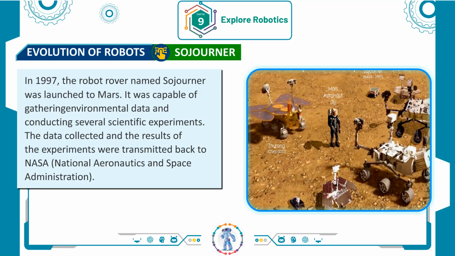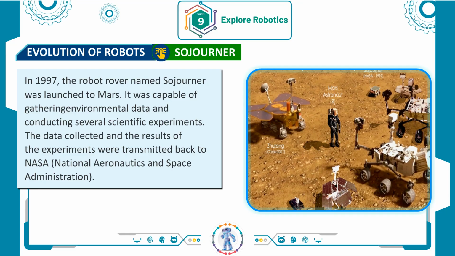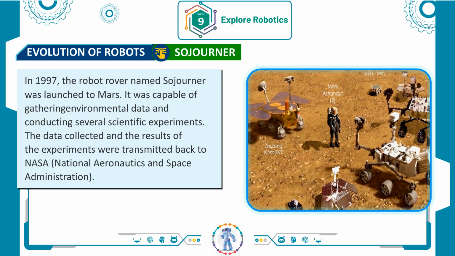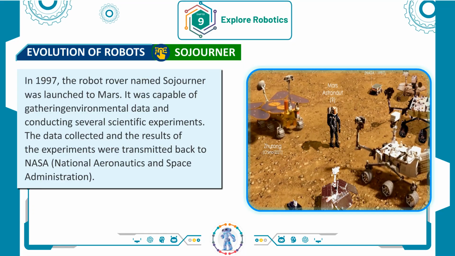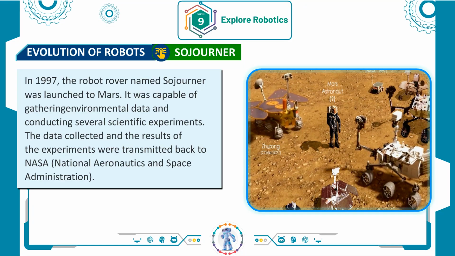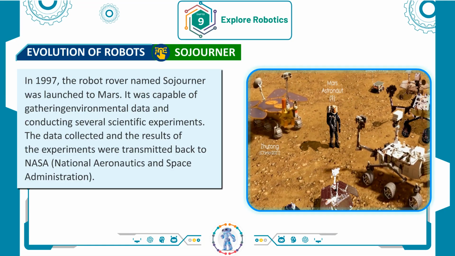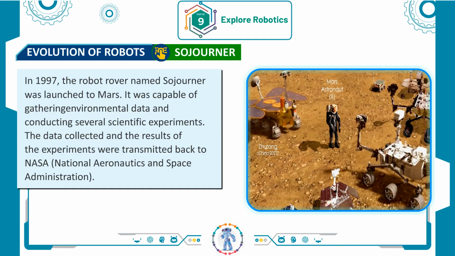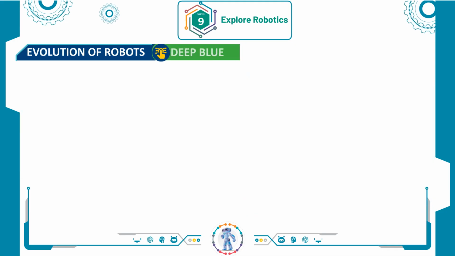Sojourner. In 1997, the robot rover named Sojourner was launched to Mars. It was capable of gathering environmental data and conducting several scientific experiments. The data collected and the results of the experiments were transmitted back to NASA, the National Aeronautics and Space Administration.